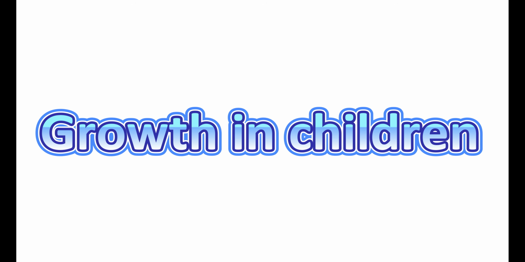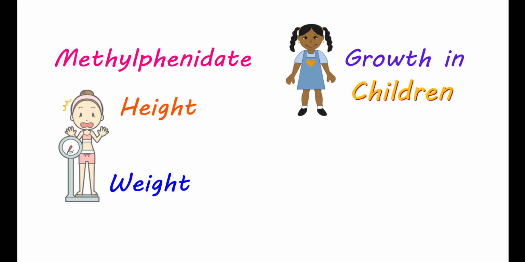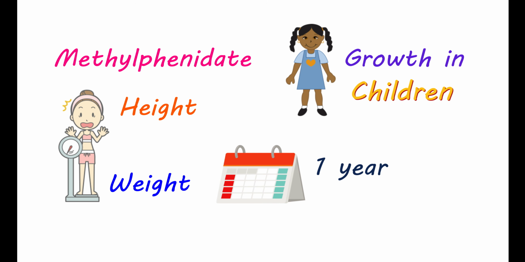Growth in children. Methylphenidate can affect growth in children. It may reduce the increments in height and weight that are normally observed with age. This effect is observed in children treated with methylphenidate for longer periods of above 1 year. Therefore, check the height and weight of your children on long-term use.